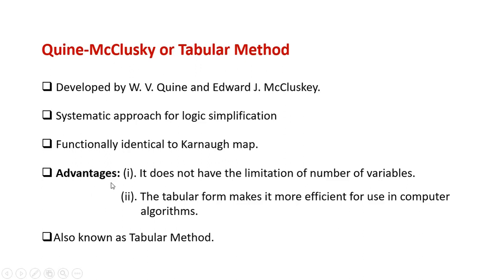Now its advantage is that it does not have a limitation on the number of variables. In K-map we have seen that for more than 5 variables it becomes cumbersome to form the K-map. So for those conditions we can use this tabular method. The tabular form also makes it more efficient for computer algorithms, so you can use it for computer algorithms. So it is also known as the tabular method.